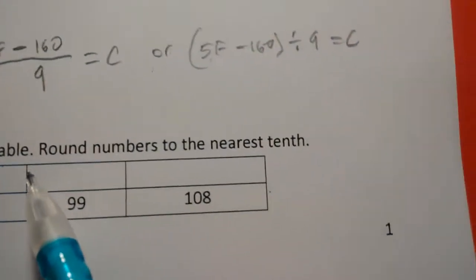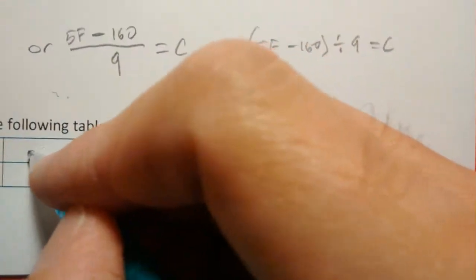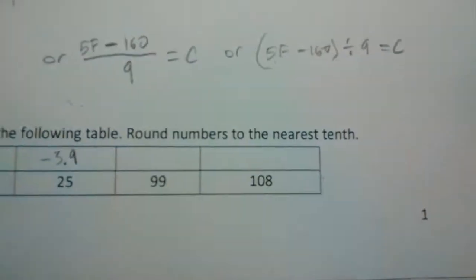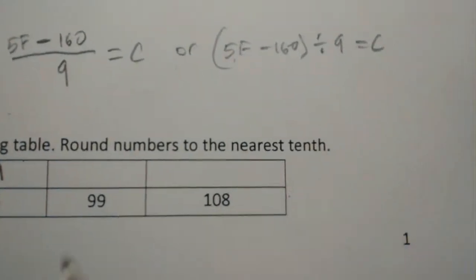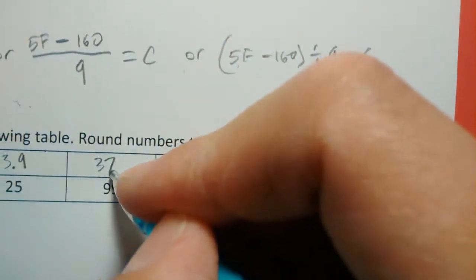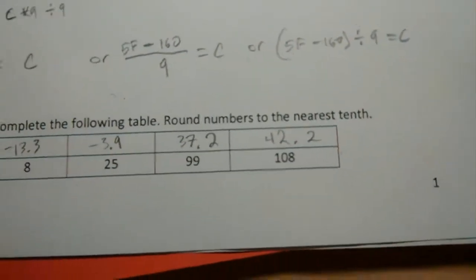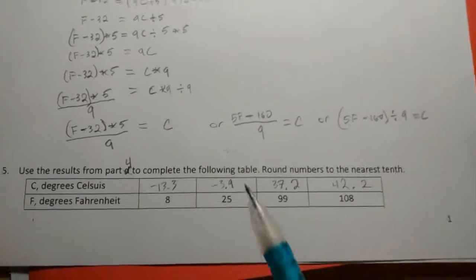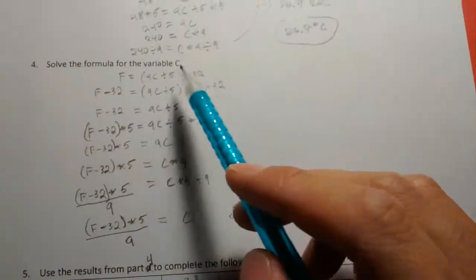So a 25-degree Fahrenheit day is negative 3.9 degrees Celsius, and so on. So this is 37.2, 42.2. All right, so that's why we would use this idea of solving a formula for a variable.